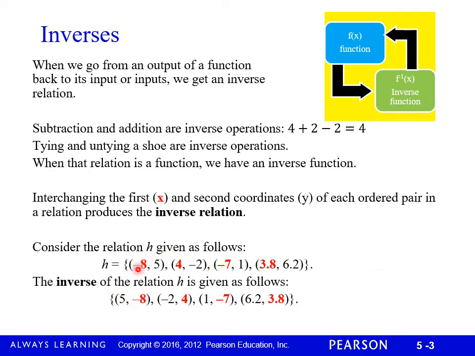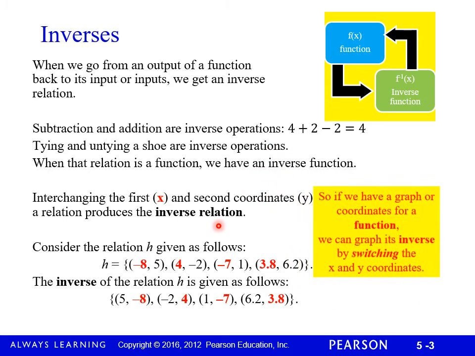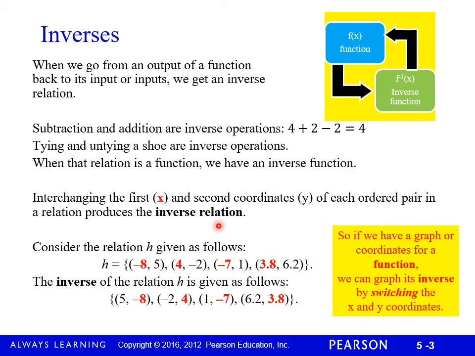Then the inverse of the relationship h is given by the opposite. Notice what we've done is we've swapped x and y. So the first point would be (5, -8). The x becomes y and the y becomes x. (-2, 4), (1, -7), (6.2, 3.8). So it's pretty easy to find an inverse relationship, or the inverse function or the inverse graph, simply by switching the x and the y coordinates.